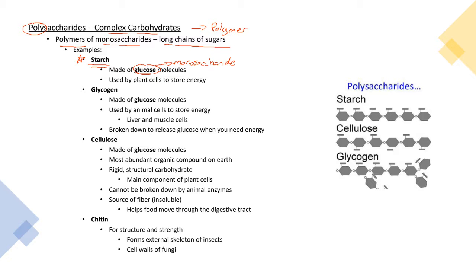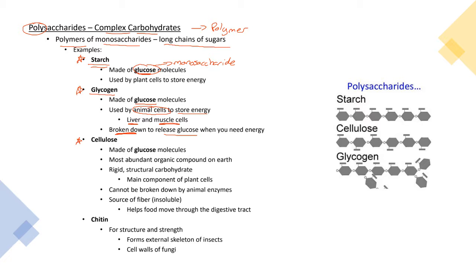Another polysaccharide is glycogen. Again, it's made of a bunch of glucose molecules. Glycogen is particularly important for animals because this is how we store our energy, how we store our glucose. Where do you find glycogen? You find glycogen in our liver cells and our muscle cells. Whenever you need some glucose, some energy, you're going to be breaking down glycogen and releasing glucose.